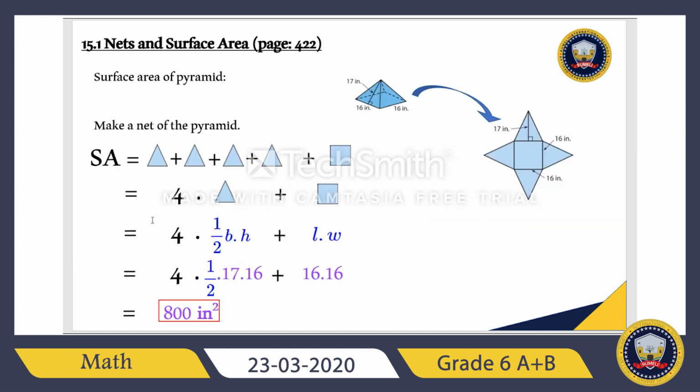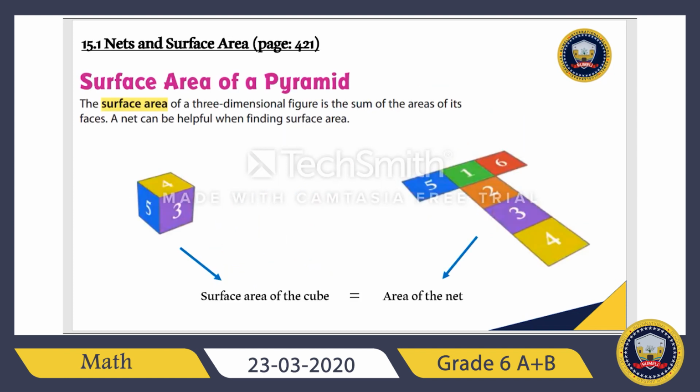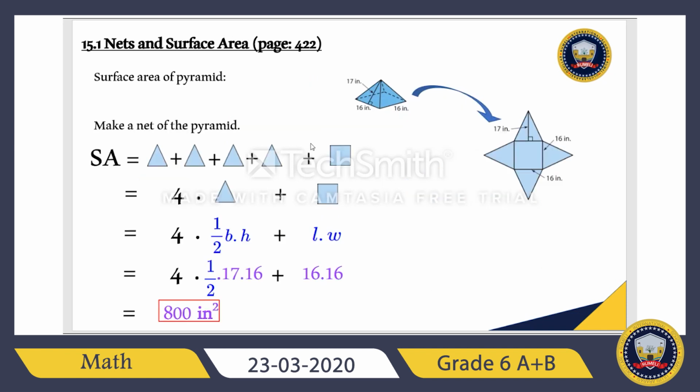How can I find the surface area of the pyramid? Remember, we are going to use the net, but this time it's not for the cube, it will be for the pyramid. So let's take this example. I have this pyramid here. Its base is square, as I can see, which is from the bottom, and it has four triangular sides.